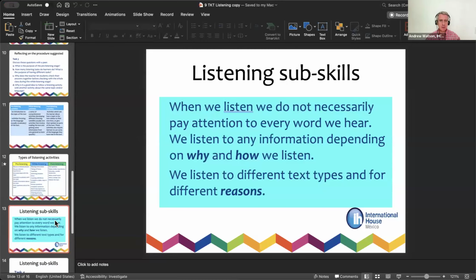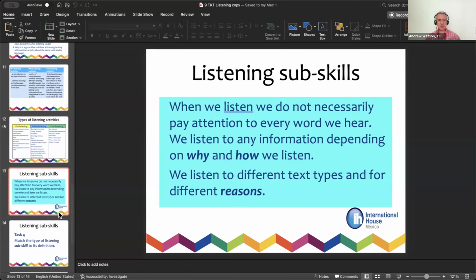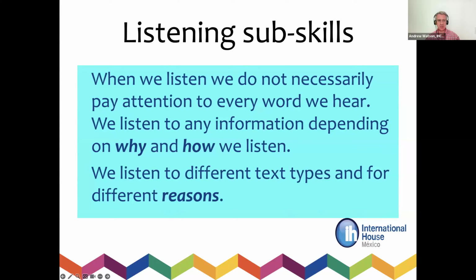Ah, here it is. Okay, just a quick few points about listening subskills. When we listen, we do not necessarily pay attention to every word we hear. We listen to any information depending on why and how we listen. And we listen to different text types and for different reasons.